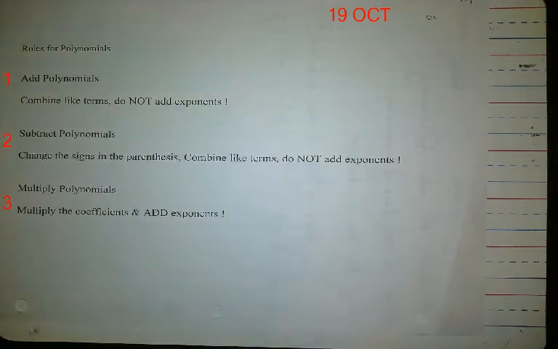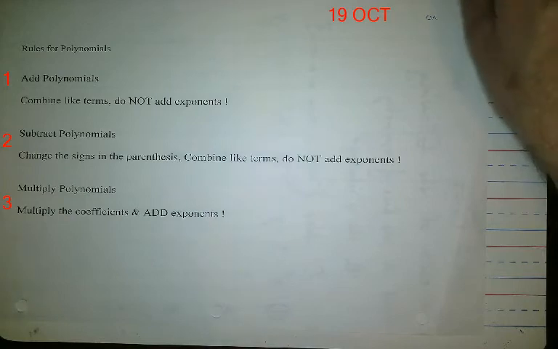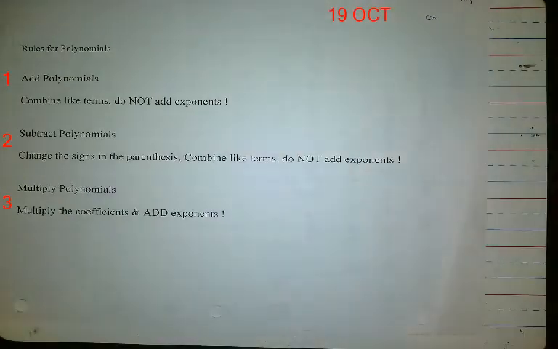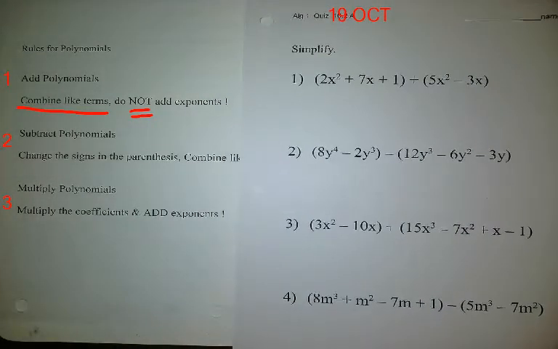Okay, today we're going to be adding polynomials. Yes, sirree. And you can see right here, it tells us that we are supposed to combine like terms and do not add exponents. So let's look at an example and see if we can do what it says.